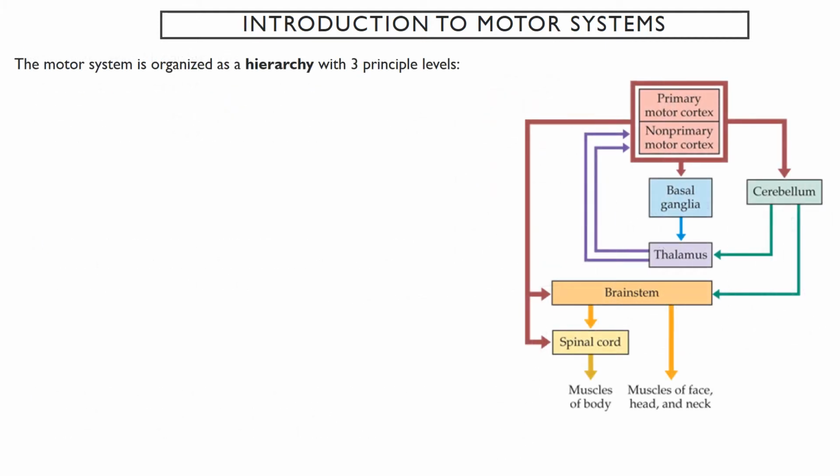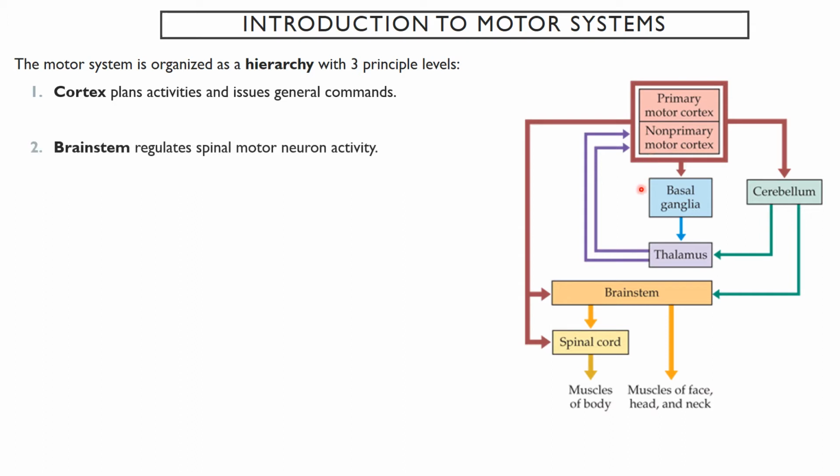So the motor system can be broken down into three levels of how motor control occurs. The first is the cortex. This is the place where planning of activities and issuing general commands occurs. Even a fair amount of non-voluntary information is initiated in the cortex as well, although the entirely voluntary information, all of that originates in the cortex.